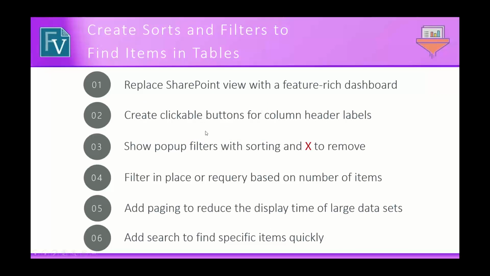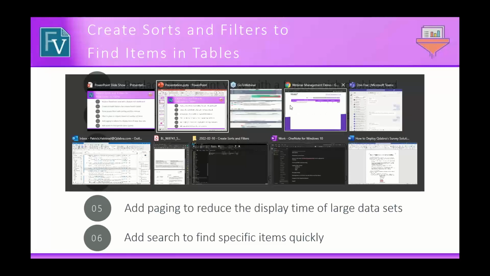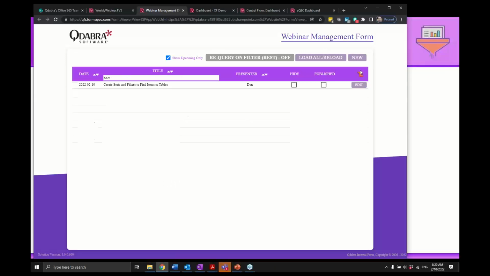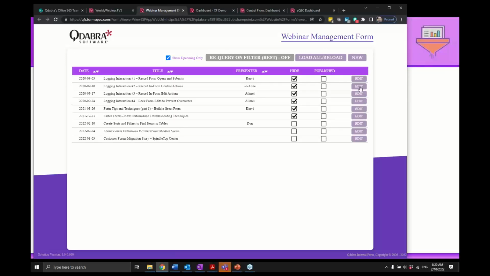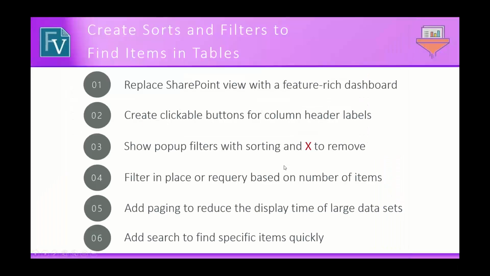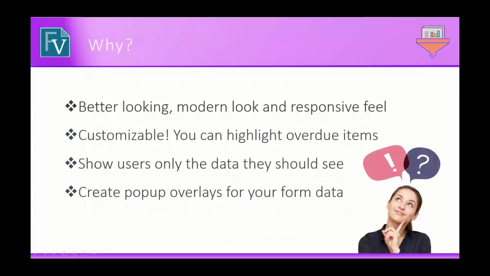And so we showed how to do these clickable buttons that can actually sort or filter the data based on what you type in, what the sort order is. And then you also want to be able to remove the filter. So when you're done with the filter, you want to be able to remove it. You can see my screen okay, Mel? Great. So these are the techniques we're showing today. The paging is one technique we haven't shown yet. We did talk about the searching of specific items quickly. We'll show paging in a second. So why would you want to do all these things? Well, why would you want a dashboard form as opposed to a SharePoint view?